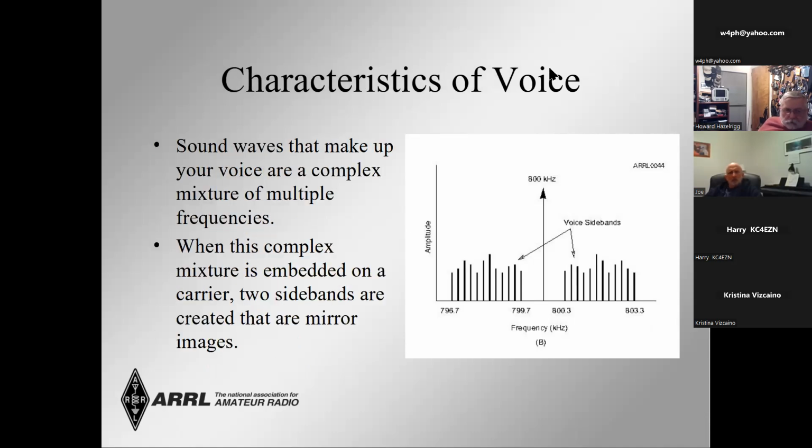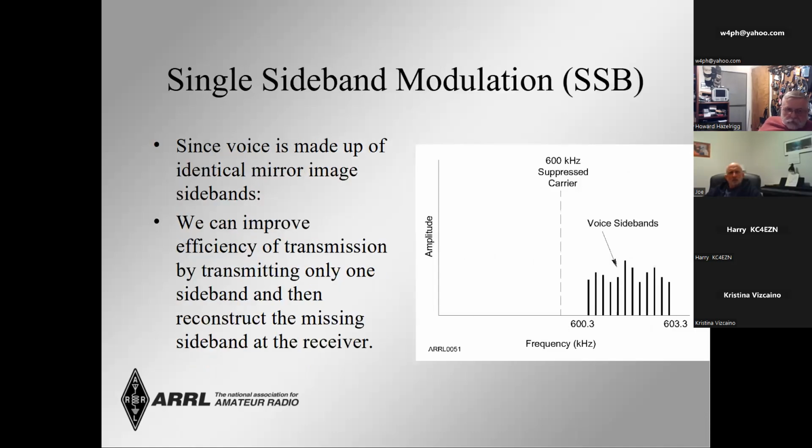Sound waves that make up your voice are complex mixtures of multiple frequencies. When this complex mixture is embedded on a carrier, 2 sidebands are created that are mirror images. Since voice is made up of identical mirror image sidebands, we can improve efficiency of the transmission by transmitting only 1 sideband and then reconstructing the missing sideband and the carrier wave in the receiver.